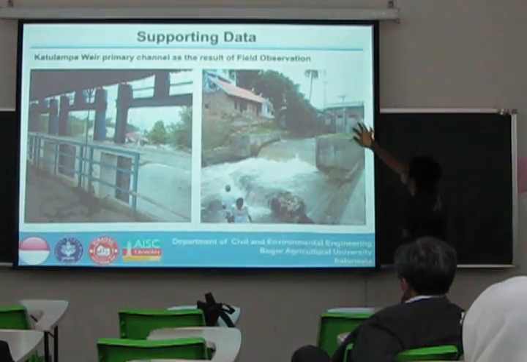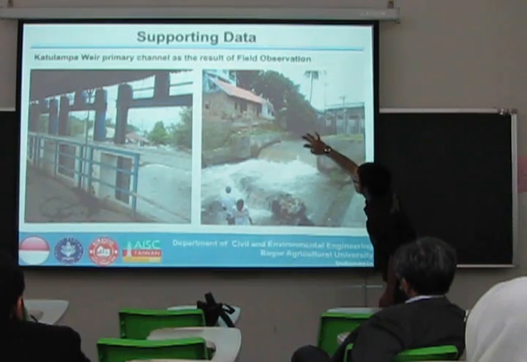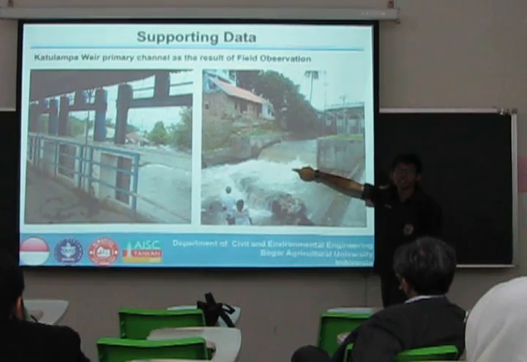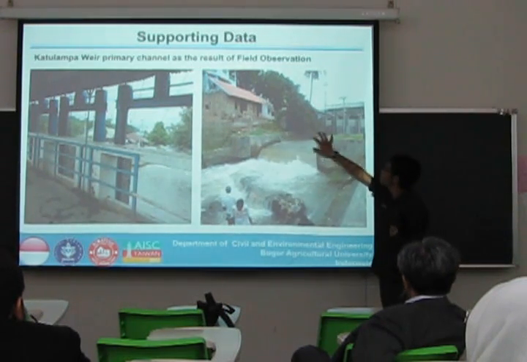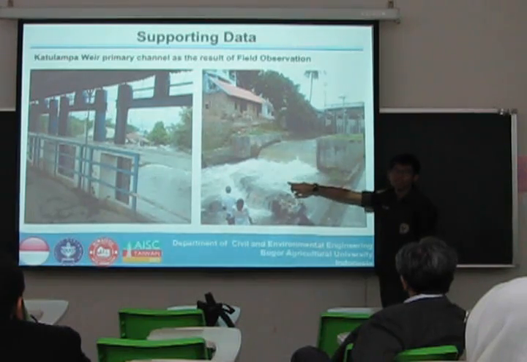Now, this is what the primary channel is used for. Water comes in through the primary channel, and it is used for irrigation. Usually in Indonesia, the water that goes into the intake primary channel is used for irrigation.